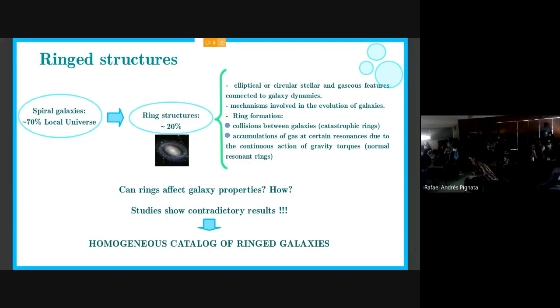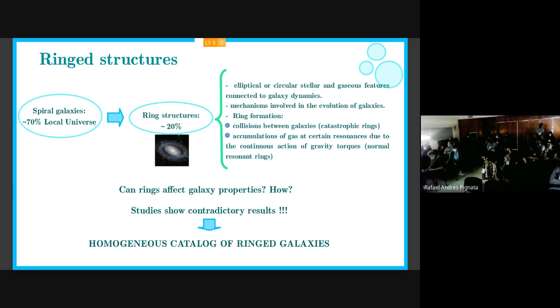We know that in the local universe, the predominant galaxies are spiral, about 70%, and a low fraction of these galaxies present a ring structure, about 20%. Rings are elliptical or circular, stellar or gaseous features, which are connected with different aspects of galaxy dynamics. In addition, rings are a mechanism involved in some aspects of the evolution of the galaxy.